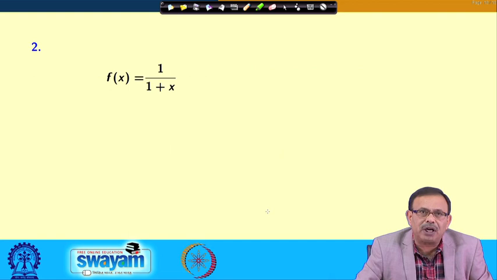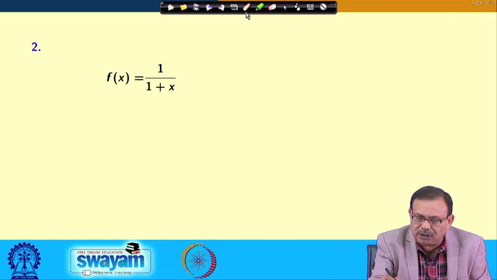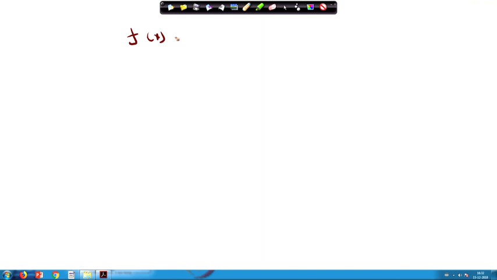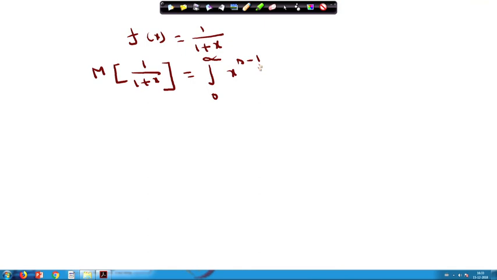The second one, if we take f x equals 1 by 1 plus x. So, your second problem is f x equals 1 by 1 plus x. So, the Mellin transform of this f x, that is 1 by 1 plus x, from the definition you can write down 0 to infinity x to the power s minus 1 into 1 by 1 plus x dx. Now, if I substitute x equals v by 1 minus v, so that if you calculate v, this will become x by 1 plus x. From here, if you calculate v, v will become x by 1 plus x.